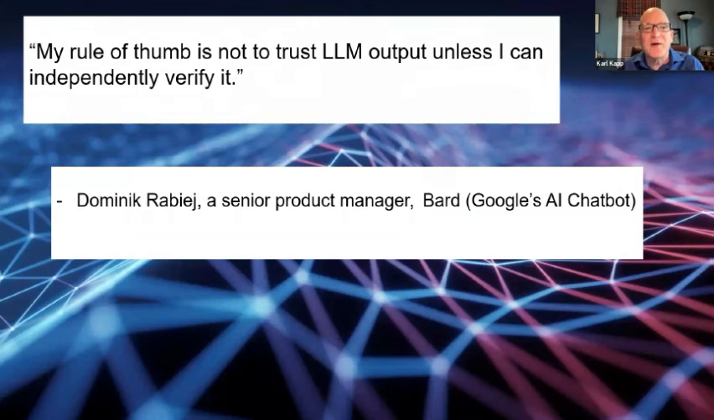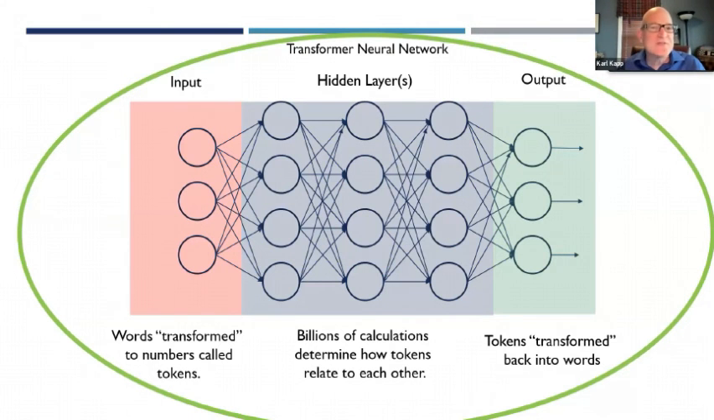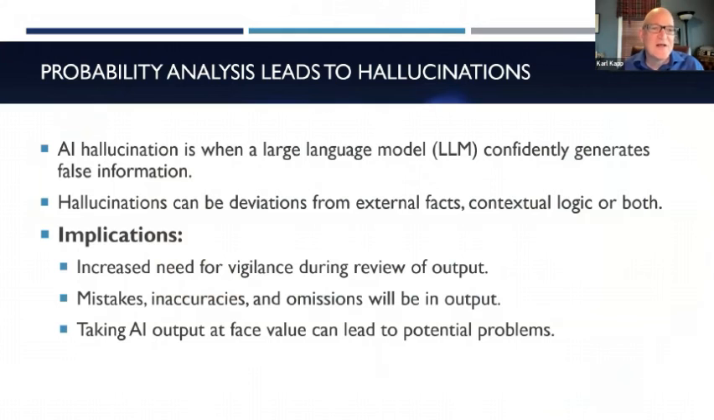We need to be careful about taking everything that AI says at face value, especially because of these hallucinations. When it tries to predict, most of the time it will be correct, but not always, right? We humans sometimes think in illogical, unpredictable ways, and sometimes the information comes up in unpredictable, illogical ways. These are called hallucinations. So the probability analysis that happens in the middle of that transformer network leads to these hallucinations. And an AI hallucination technically is when a large language model confidently generates false information. So we need to be careful about that.